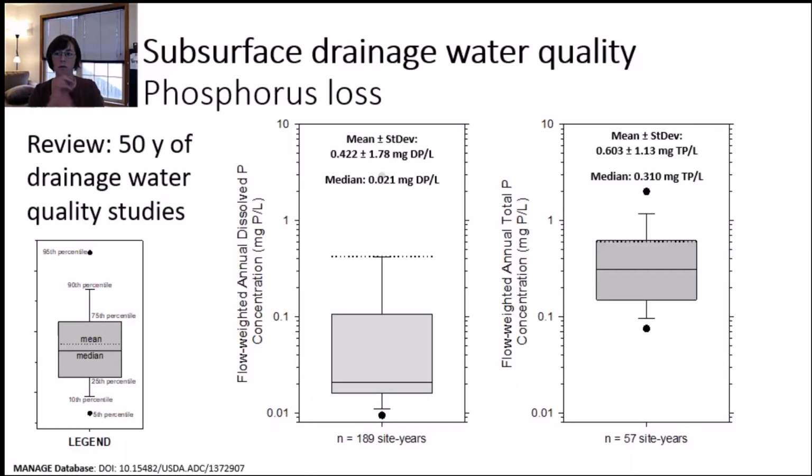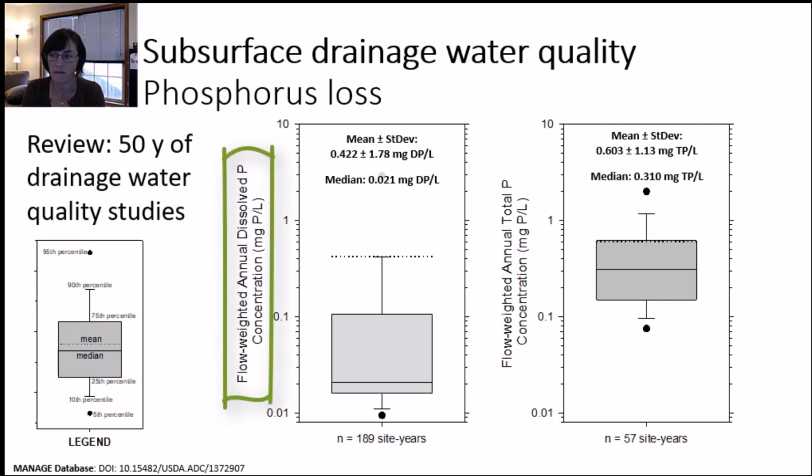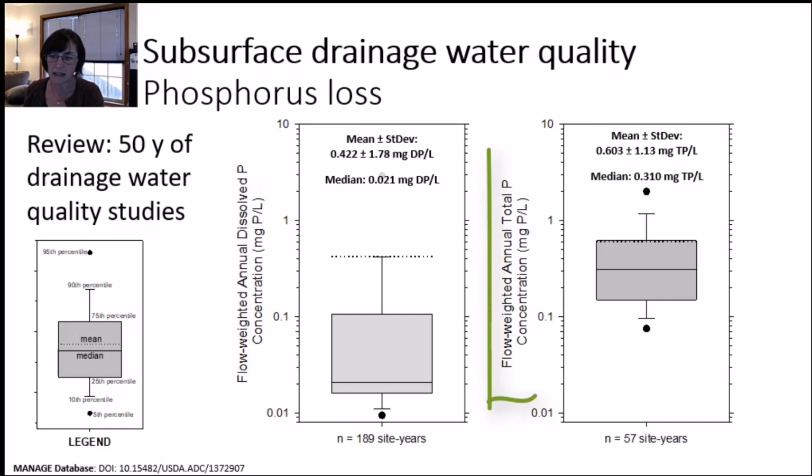So what are the normal, quote-unquote, concentration ranges for phosphorus in drainage water? On the left, I'm showing the dissolved phosphorus concentration across literature when I did this survey of literature several years ago. The left graph is dissolved phosphorus, the right graph is total phosphorus. These are concentrations. And it makes sense that this total phosphorus bar would be higher in general than the dissolved phosphorus bar because dissolved P only makes up a portion of total P. Our median for dissolved P is about 0.021 milligrams per liter. Our median for total P is 0.31 milligrams total P per liter.